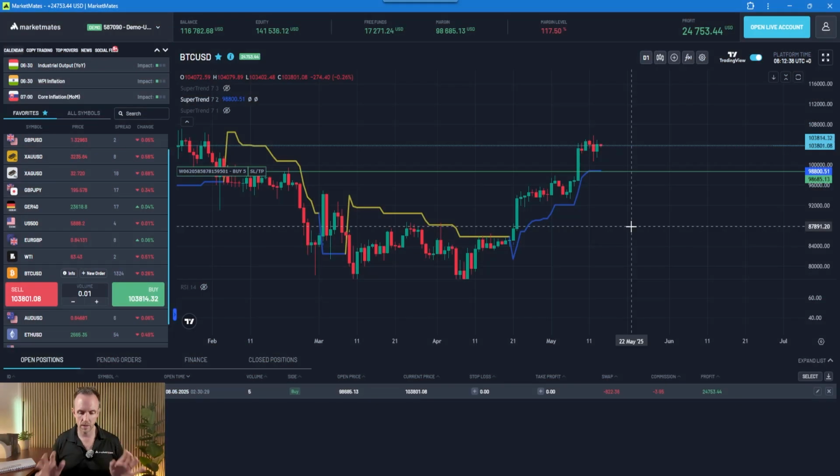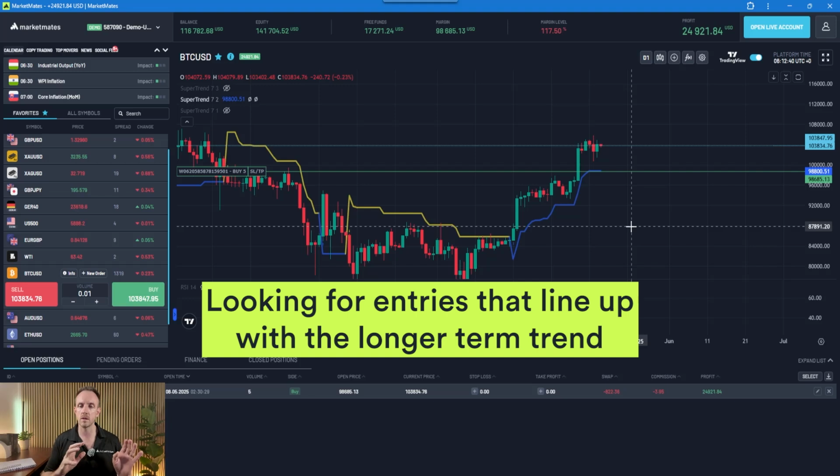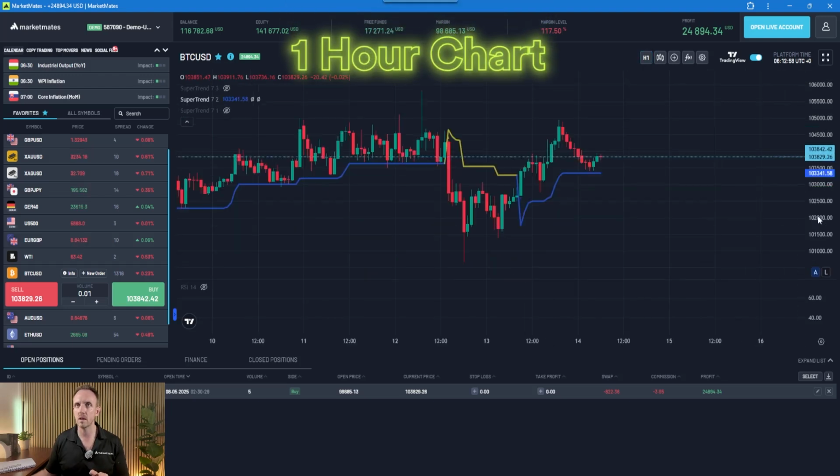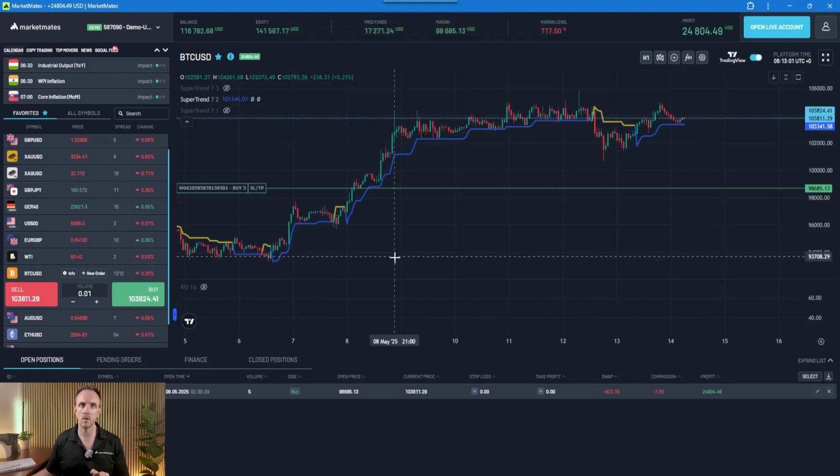What I'm looking to do with the entries is find entries that line up with the longer term trend. So we start by identifying the higher time frame trend. I've got this here on the daily chart on Bitcoin. This is telling us we're in buy mode. And then I'd go down to the lower time frame. So we might go down to, say, the 1-hour chart, and we're looking for buy signals on the 1-hour chart.